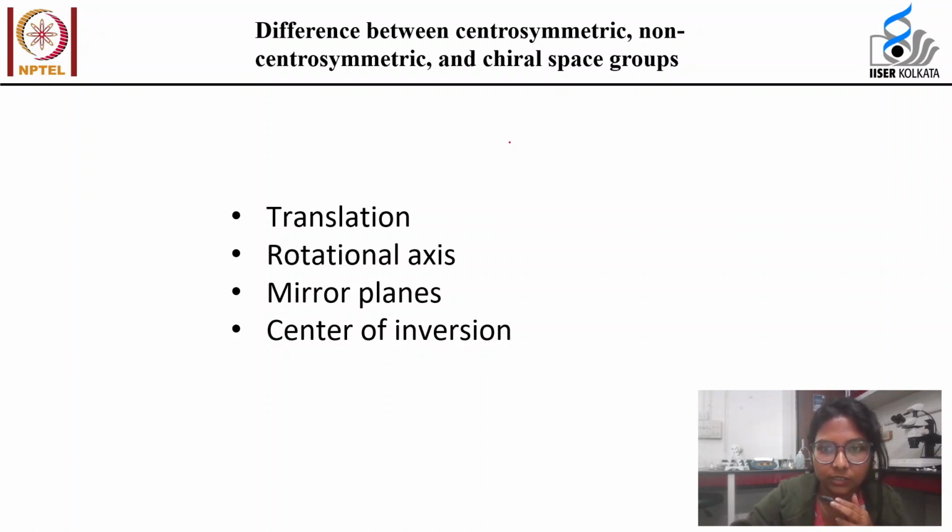So, we know what translation is, right? If we have a molecule here, then it will translate in the x direction and also in the y direction. This is the basic translational symmetry. Then we have rotational axes like two-fold, four-fold. Then we have the mirror planes, M. And then we have the center of inversion, which is I. So based on these symmetry elements, can you tell me what are the differences between the centrosymmetric and non-centrosymmetric space groups?